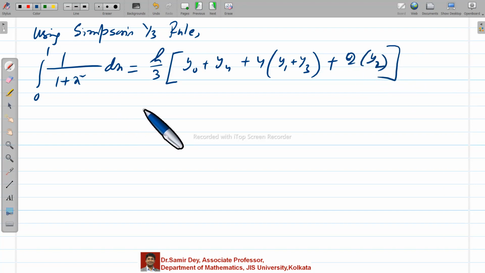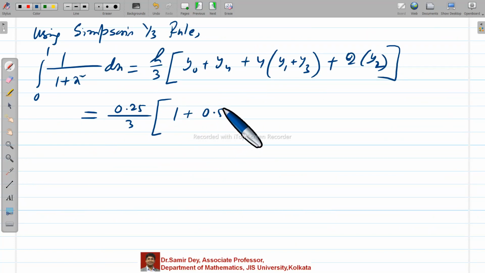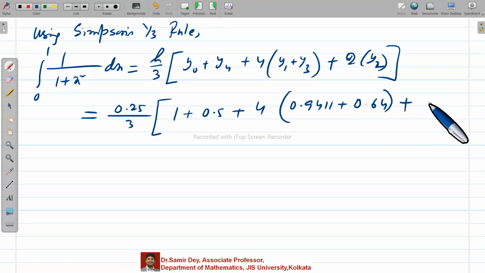Clear? So what is your h? Already you know what your h is, 0.25 by 3. What is your y0 from the table? Already you know, 1. Plus y4, that is 0.5. Plus 4 into y1. What is your y1? y1 is equal to 0.9411 plus what is your y3? y3 is equal to 0.64. Plus 2 into what is your y2? y2 is equal to 0.8.